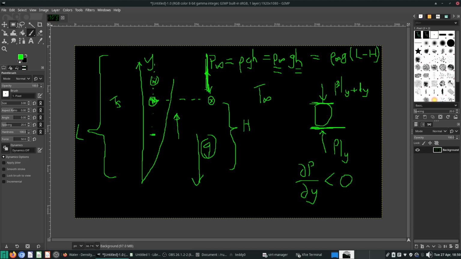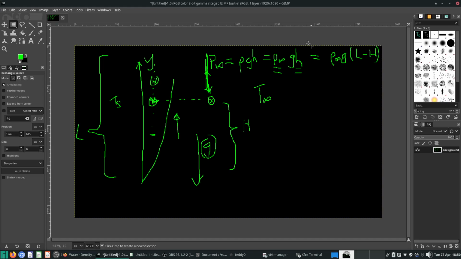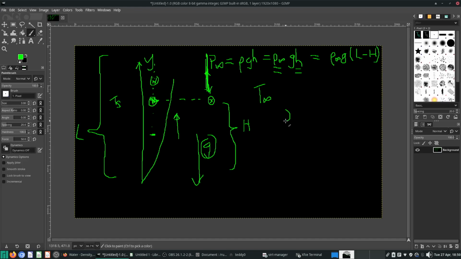So what's the use of this? Well, one assumption we can make is that dP dy in the boundary layer equals dP dy in the free stream, which I will denote with the infinity sign here. Again, dp dy in the boundary layer equals dp dy in the free stream. This is the assumption we will be using.